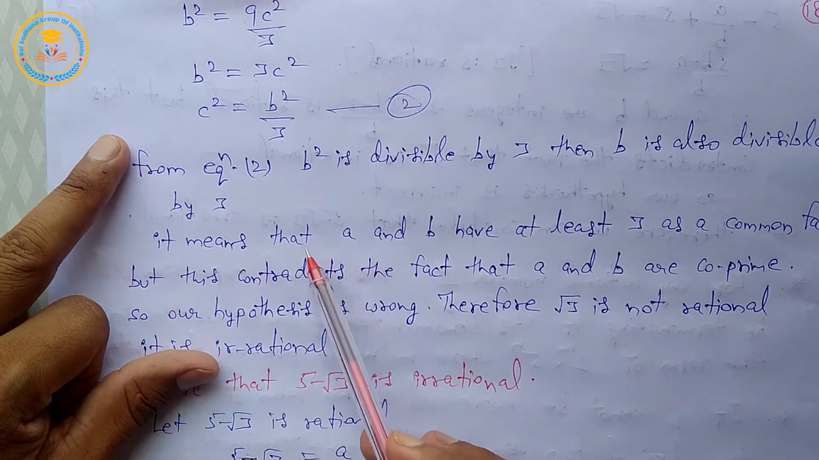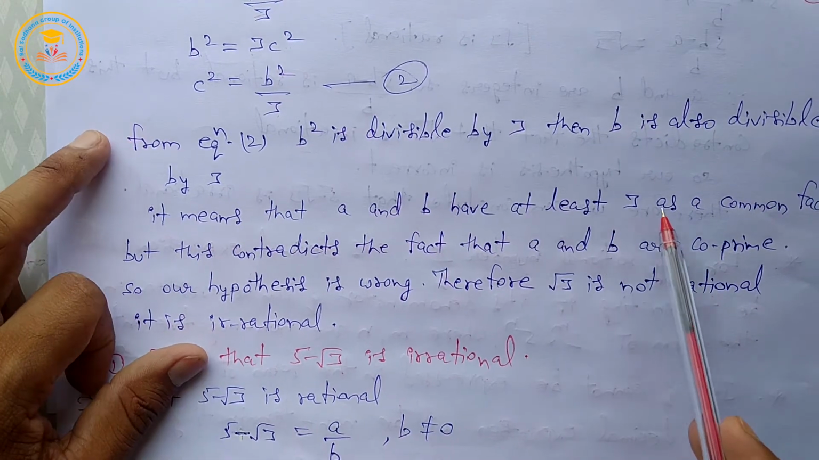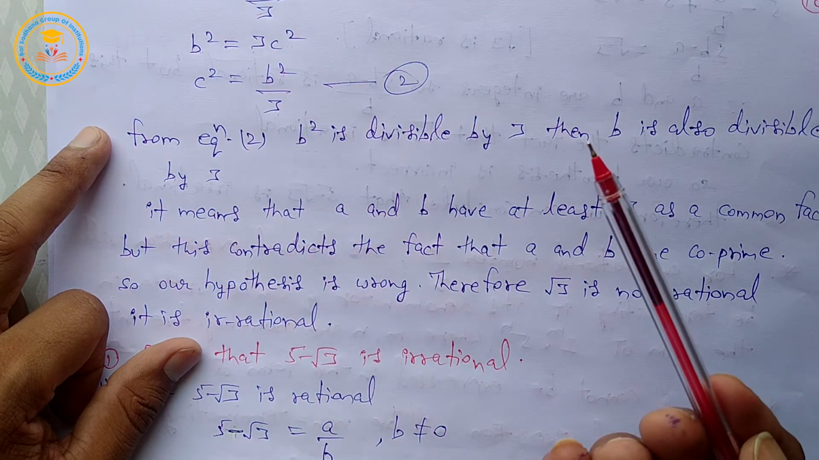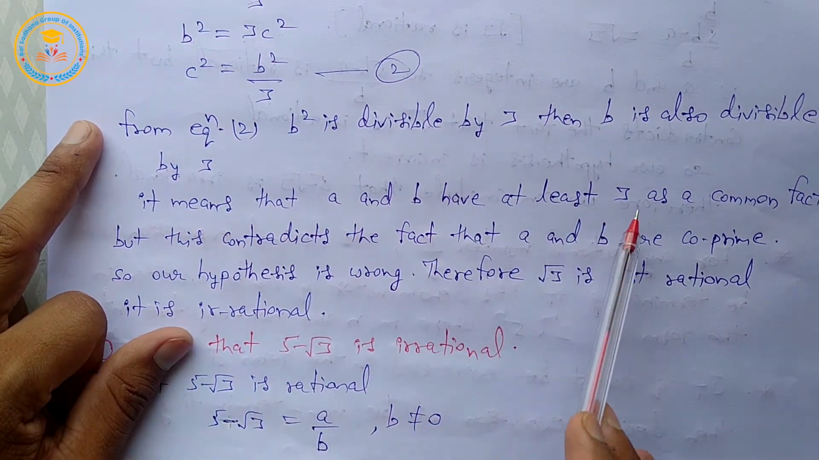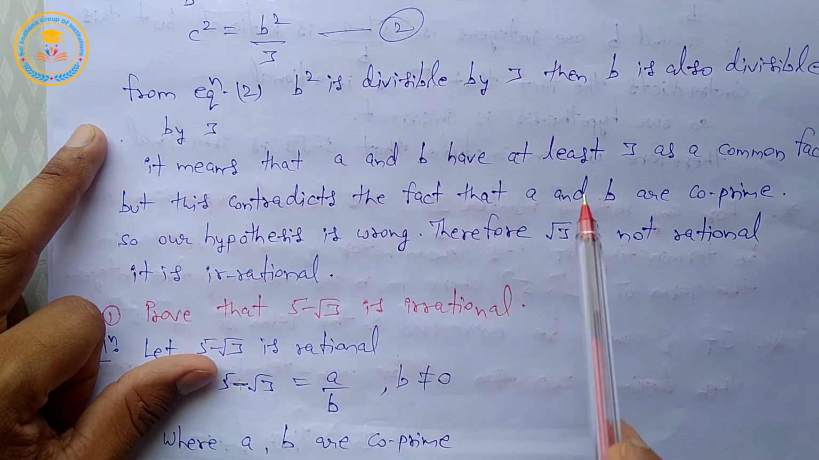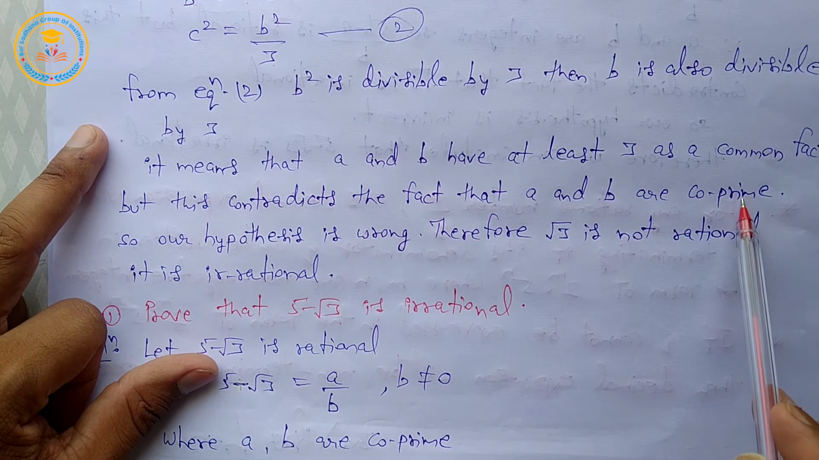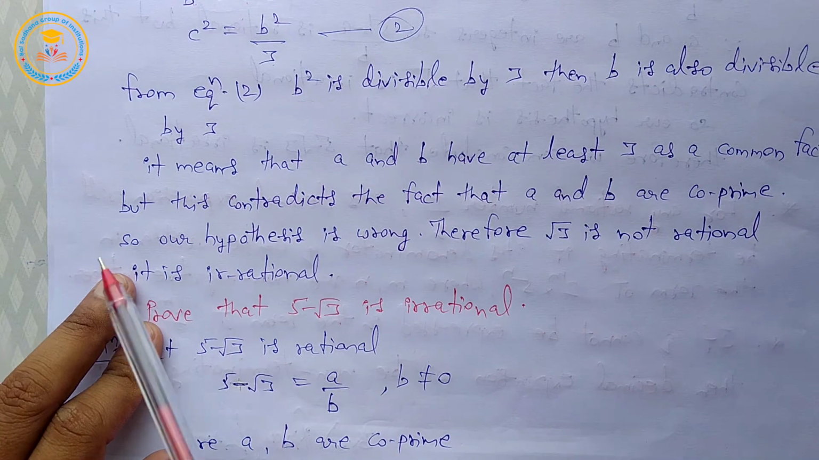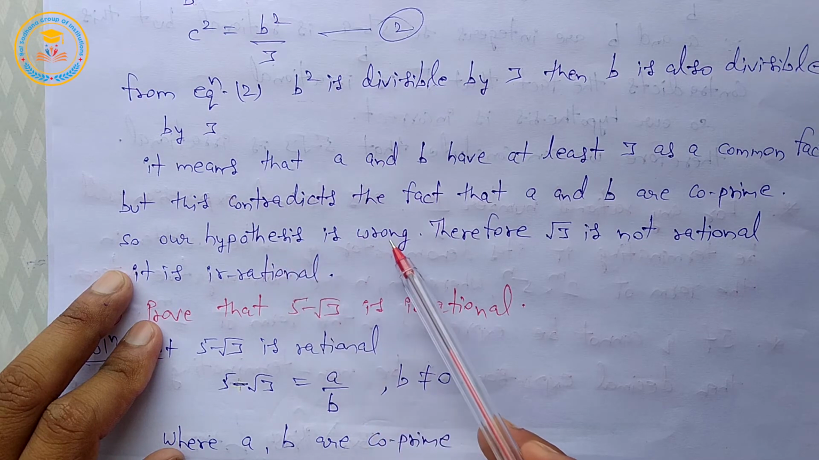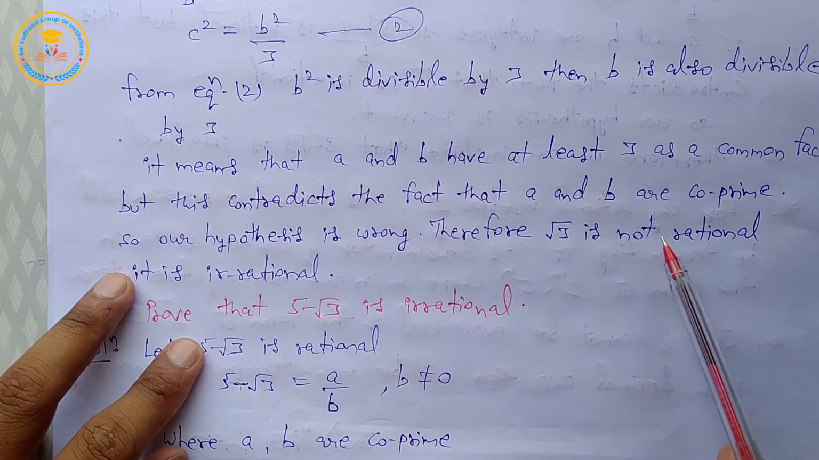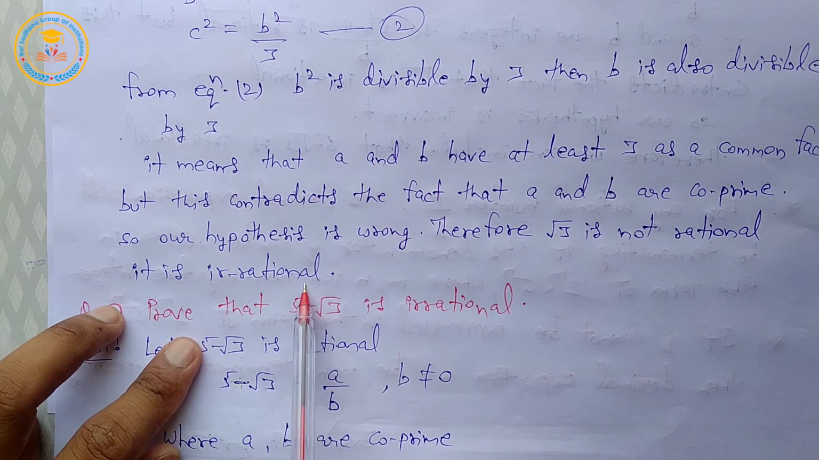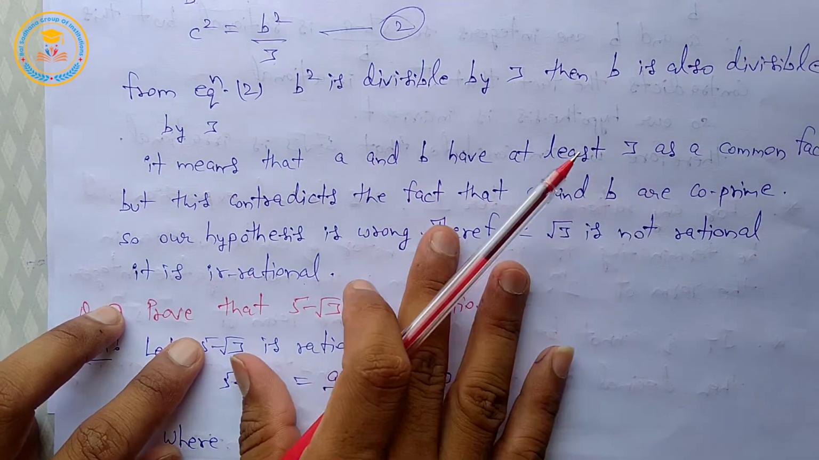It means that a and b have at least 3 as a common factor. By equation first and second, the common factor is 3. But this contradicts the fact that a and b are co-prime. So our assumption was wrong. Therefore root 3 is not rational. It is irrational. Okay, same question.